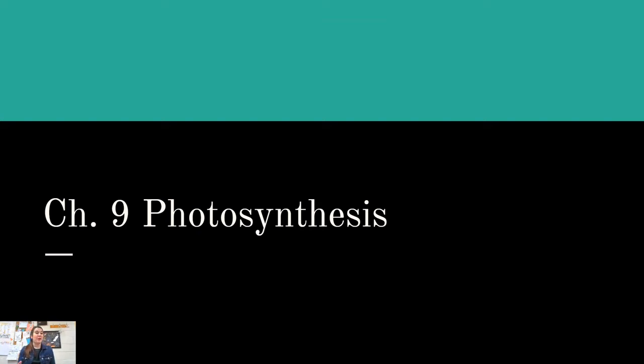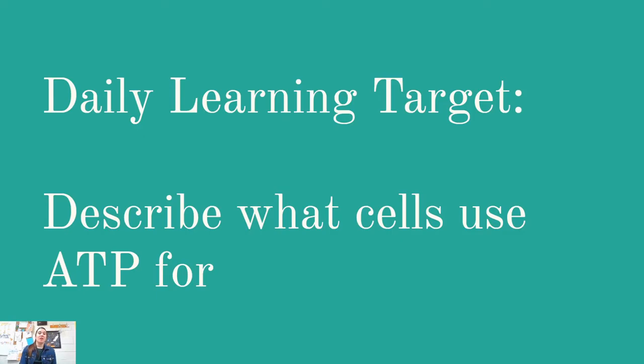Okay, so we are now moving on to chapter 9, which is going to talk all about photosynthesis. And so we'll get into that process a little bit more later, but we've got a couple background things we need to do first. So today we're going to talk about ATP and what cells use ATP for, and then we'll get into chloroplasts that we learned about last chapter and a little bit more about their structure.